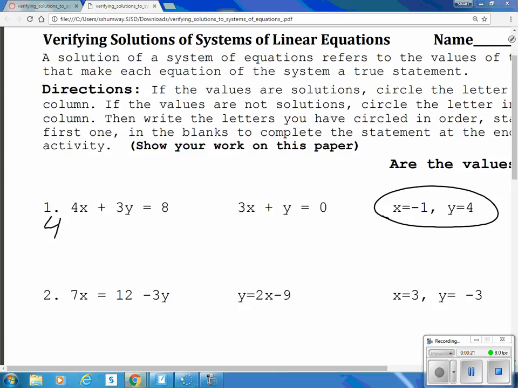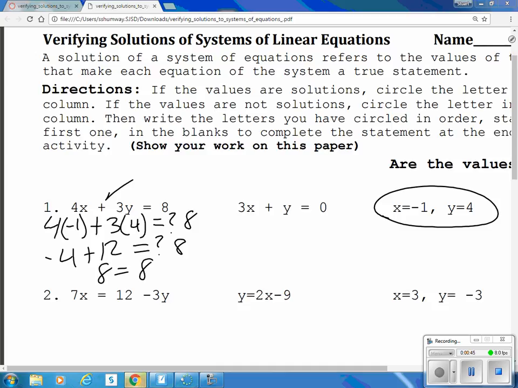For example, 4 parentheses -1, I replace the x with -1, and I replace the y with 4. Does that equal 8? So 4 times -1 is -4, 3 times 4 is 12. Does that equal 8? Well, 12 minus 4 is 8, and yes, that does equal 8. So this one's a check mark.